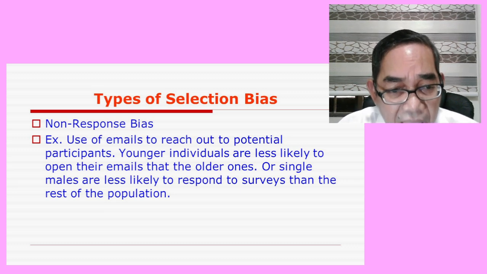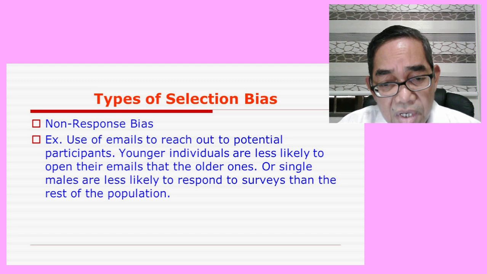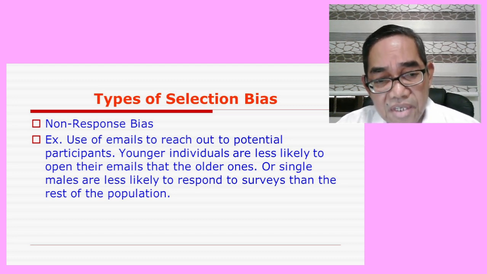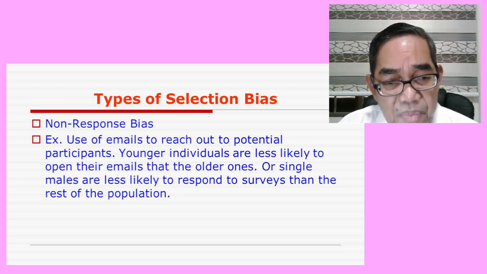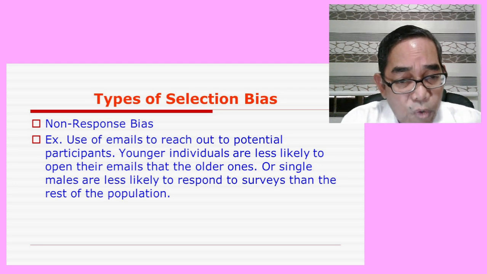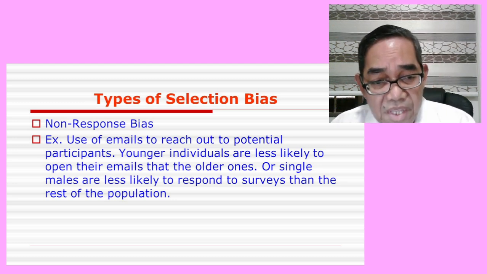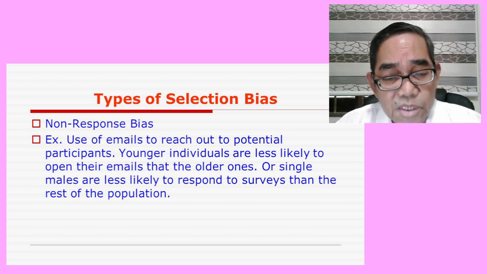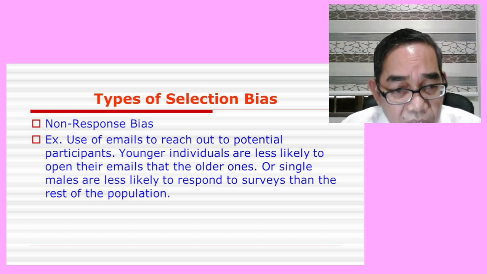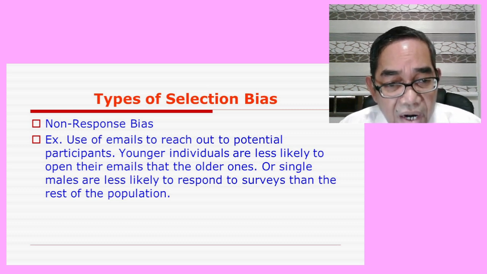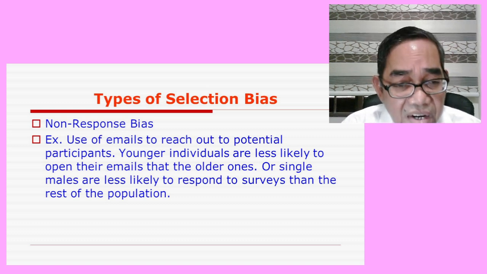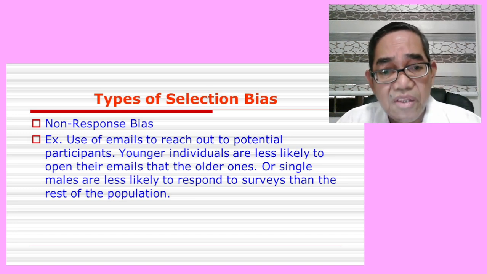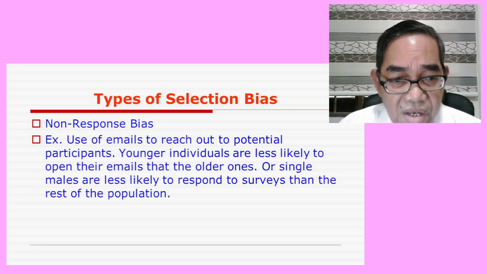Or single males: studies show that single males are less likely to respond to surveys than the rest of the population. So if you get people only from those who responded, and these people have different characteristics from the people who don't respond, then generalization of these results will be biased.